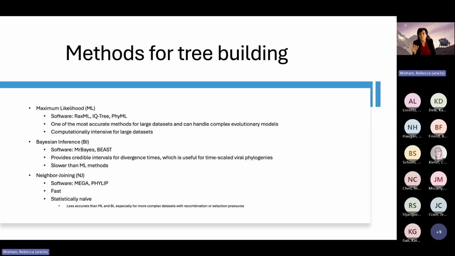Now, there are a number of methods for tree building, and please don't ask me to go into the math underneath all of these because I look at the papers and it's beyond me. But I've given you the three principal ideologies underneath these methods that define the different methods. There's maximum likelihood, Bayesian, and neighbor joining. So maximum likelihood has RAxML, IQ-TREE. I believe you guys use a lot of IQ-TREE and PhyML.